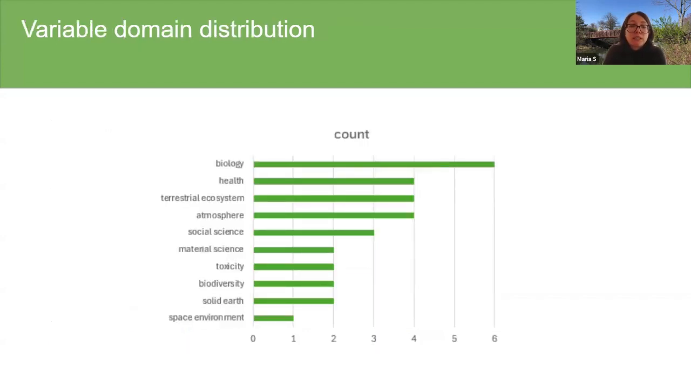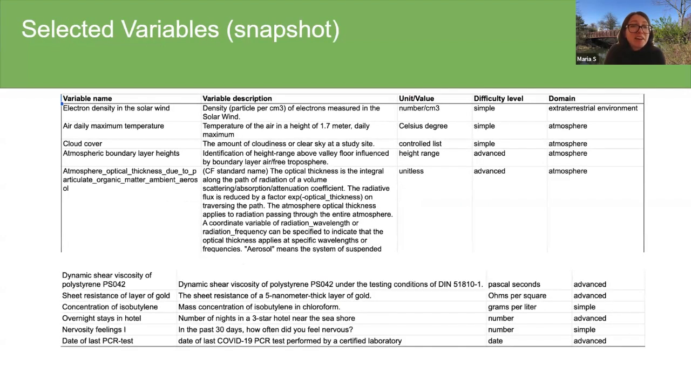Next slide. Here you can see the distribution of the domains for the initial set of 30 variables. There's a wide range of domains that we covered, mostly in atmospheric and earth sciences, but also some in health and social sciences, and even space. And here is a snapshot of a few of the variables. I believe we've shared a link to the full list of variables, but here you can see that we provided a variable name and an accompanying description. Some variables had a relatively short and straightforward description, whereas other variables had a more complex and involved description with a variety of parameters.